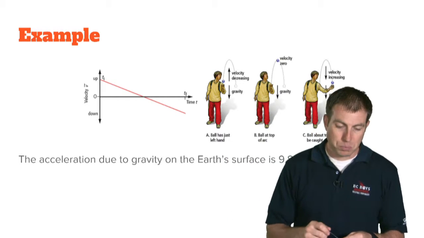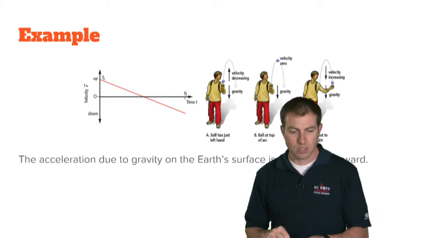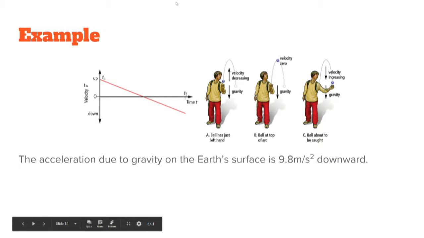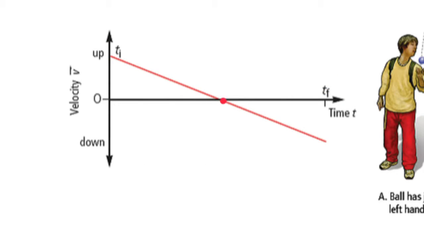So if we were to plot a velocity time graph of an object in free fall, it would look like this. And the numbers aren't important, but the shape of the graph is what's important. So when you release an object from your hand, it's going fast. And then it'll start to slow down. It'll go slower and slower and slower. At its highest point, it'll stop, and then it'll start to fall back towards Earth.